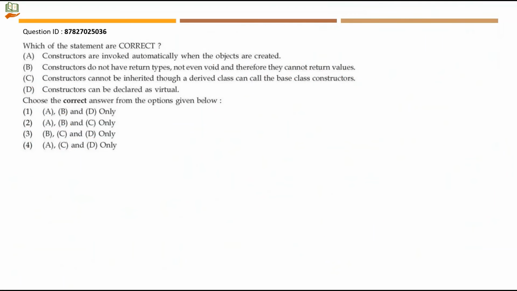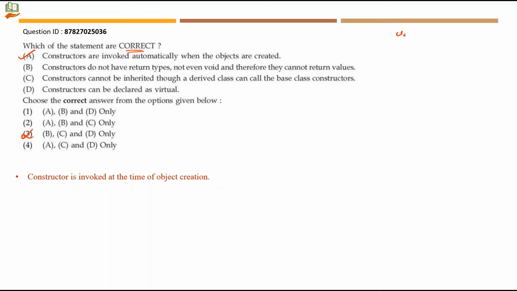Next question. Which statements are correct? So we have a set of statements on constructors. Constructor is invoked at the time of object creation. Whenever the object is created, constructors are invoked automatically. It is perfectly true. A is correct, so we can exclude 3 because it does not have A.